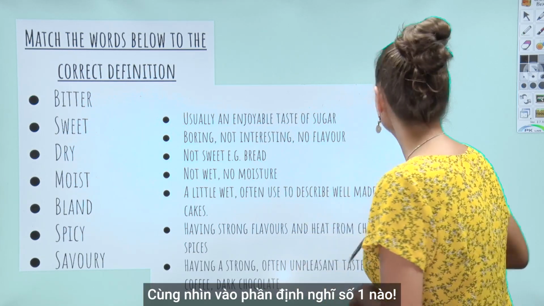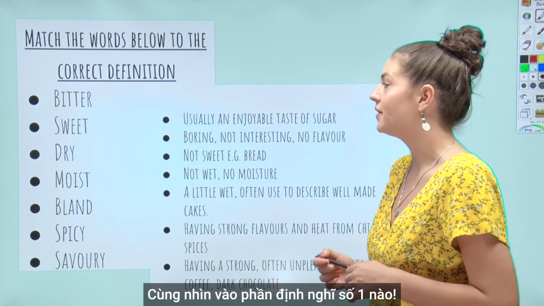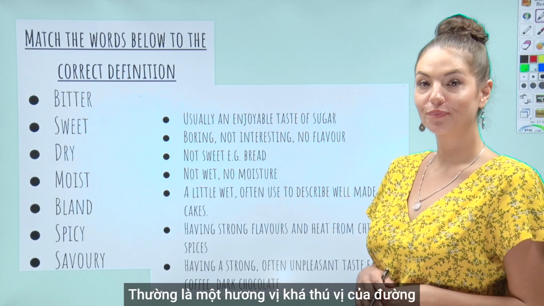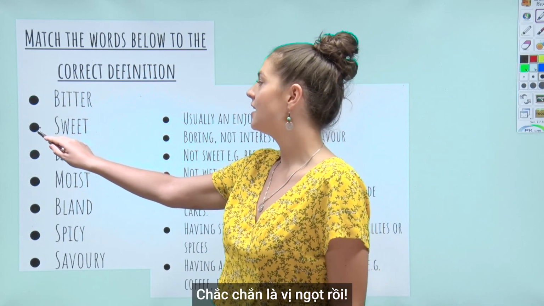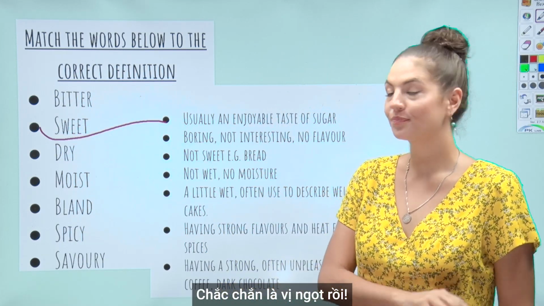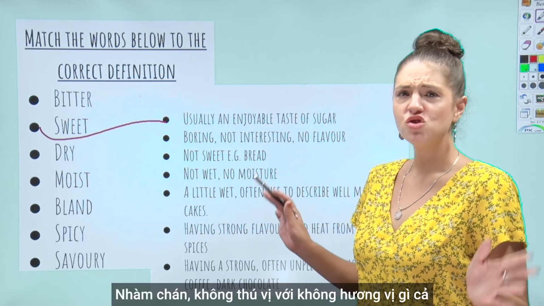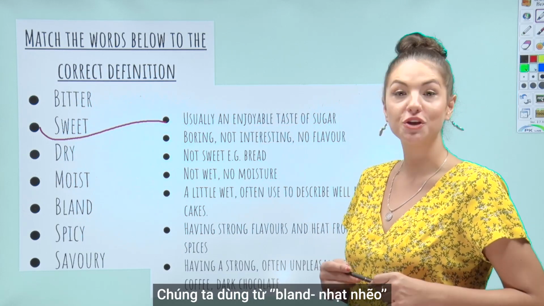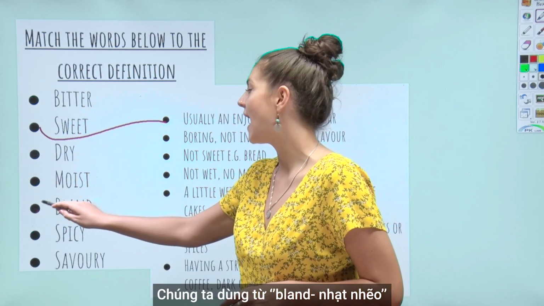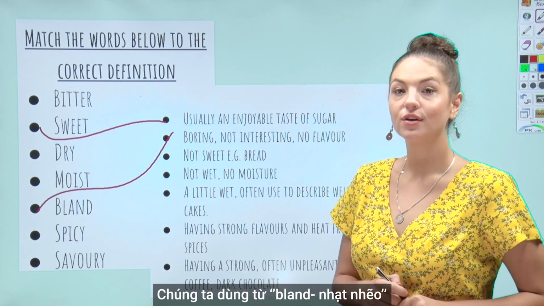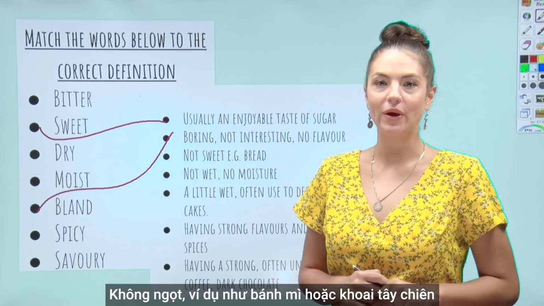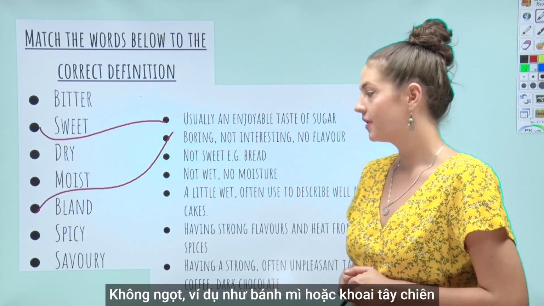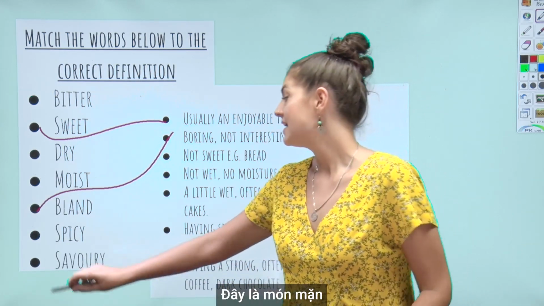So, let's take a look at definition 1. Usually an enjoyable taste of sugar. This, of course, is sweet. Boring, not interesting and lacking flavour. We would use the word bland. Not sweet. So, for example, bread or potato chips. This is savoury.